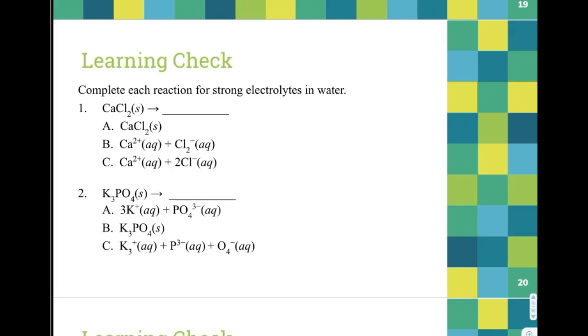And so I see that I'm going to make one calcium ion and how many chloride ions? Should be 2 chloride ions here, and that's how we write this. Chloride is not a polyatomic ion.